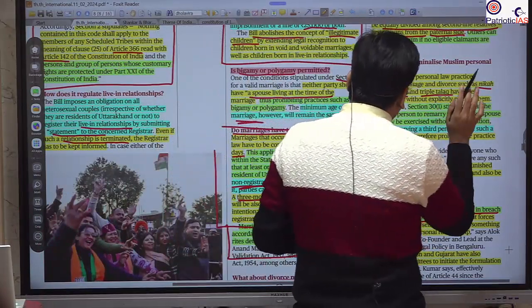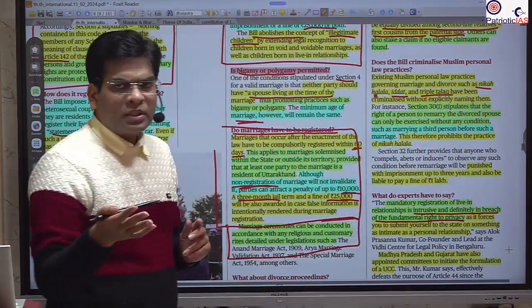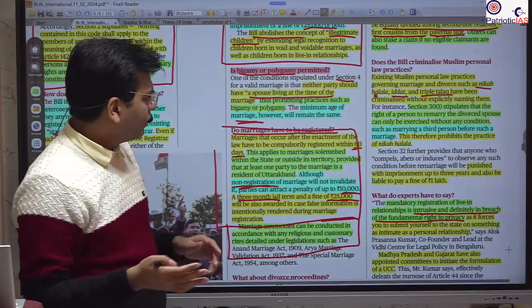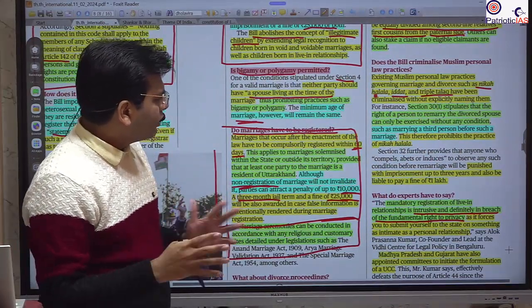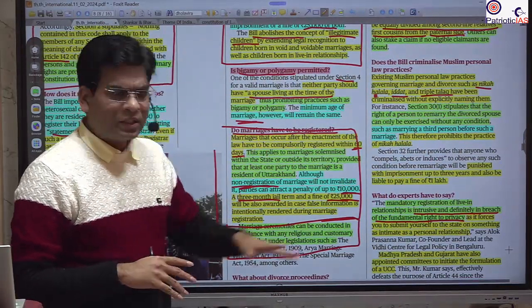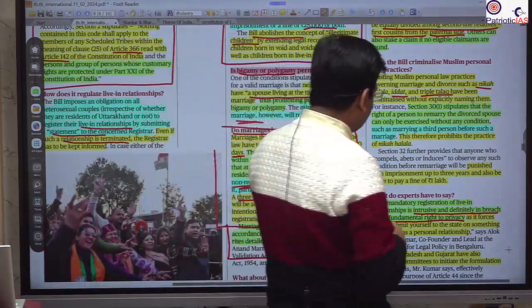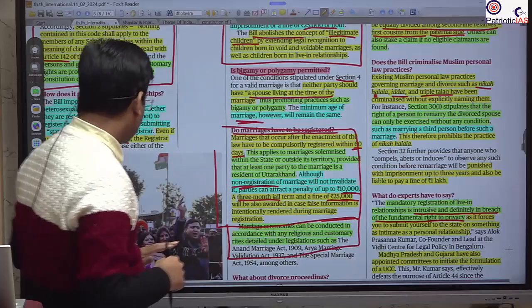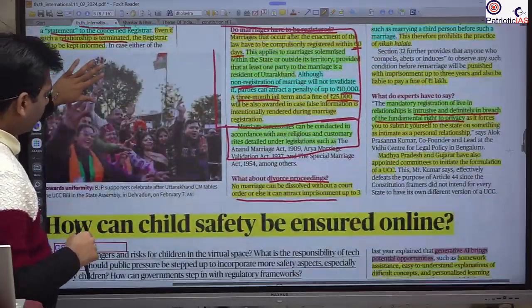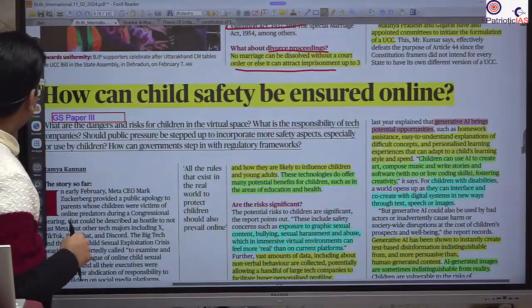So on triple talaq, everyone should know that pronouncing talaq three times will not immediately dissolve the marriage. This is not the case. You have to go to the court and settle. So this is all about it. Please know it in detail because it will help in GS paper 2 as well as GS paper 1.